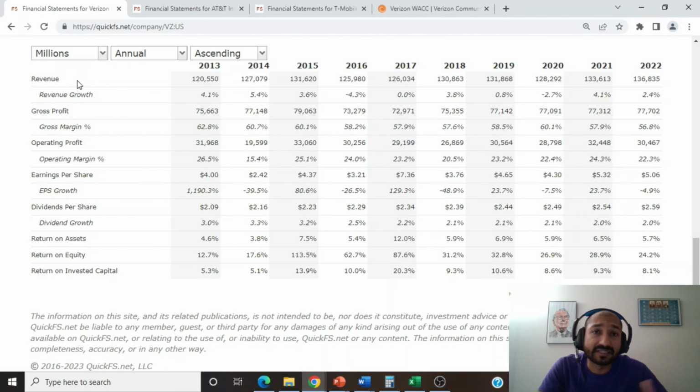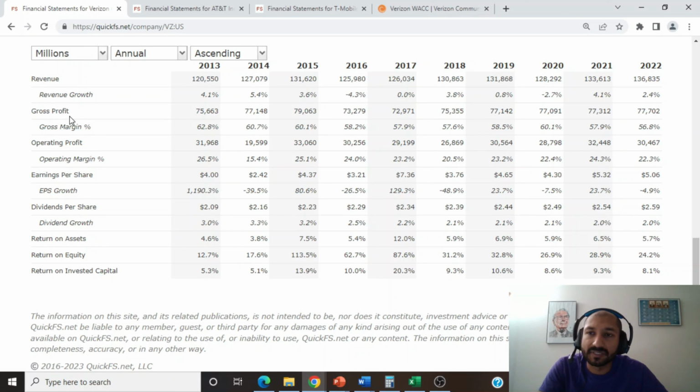Revenue is the amount of money that the company brings in via sales. Back in 2013, the company brought in about $121 billion. And for the year 2022, it was about $137 billion. Over the past 10 years, the company's revenue has been trending up, with a couple of declining years back in 2016 and 2020. Next is the gross profit.